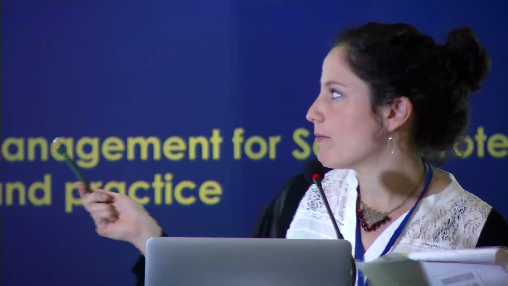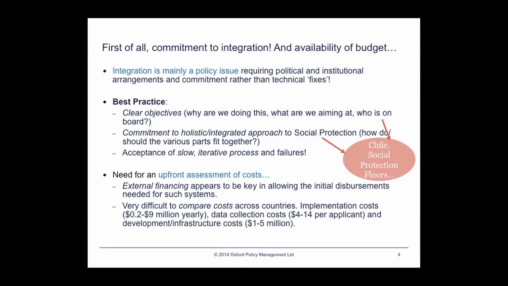Quite a few of the policy people we interviewed during the study also mentioned the acceptance of a slow, iterative process and of failures along the way. You can't just say, I want to integrate, and snap, it happens. It takes time. It needs leadership and commitment. Writing up a strategy isn't something that happens overnight. So it's a slow process, and accepting failures is part of it.